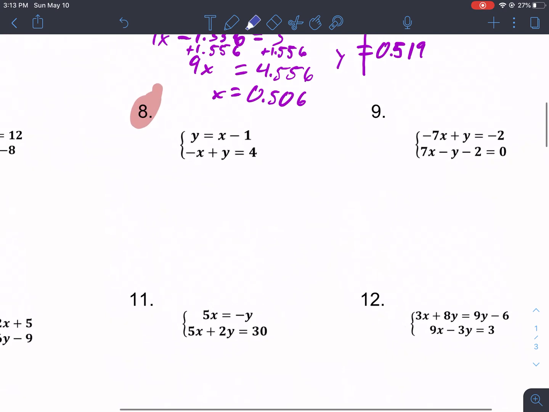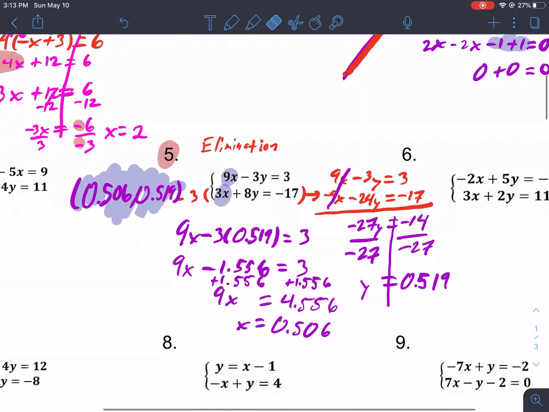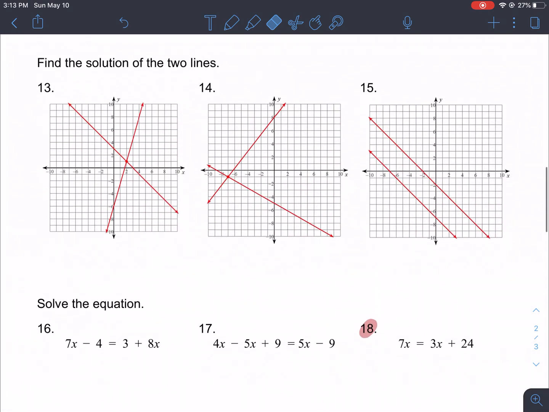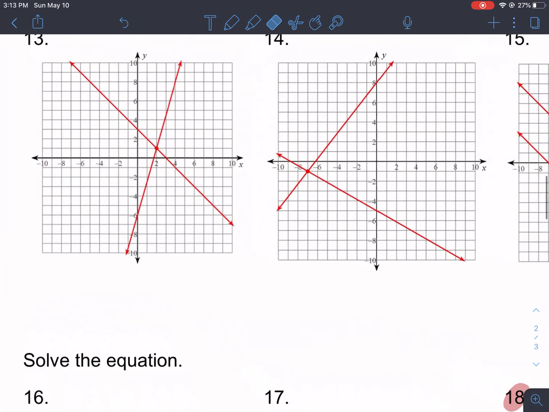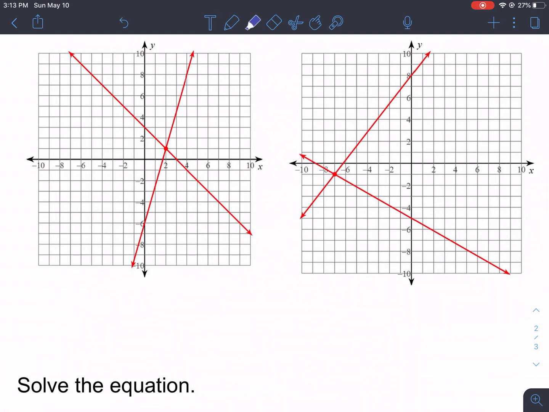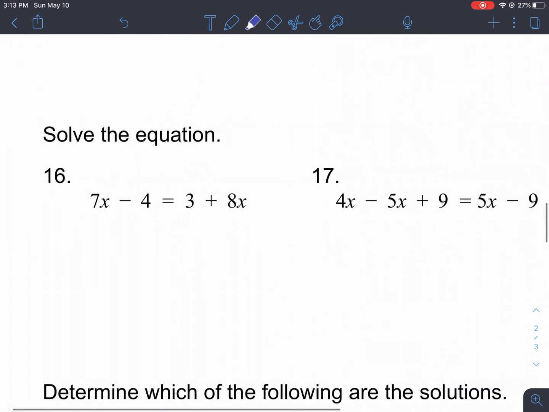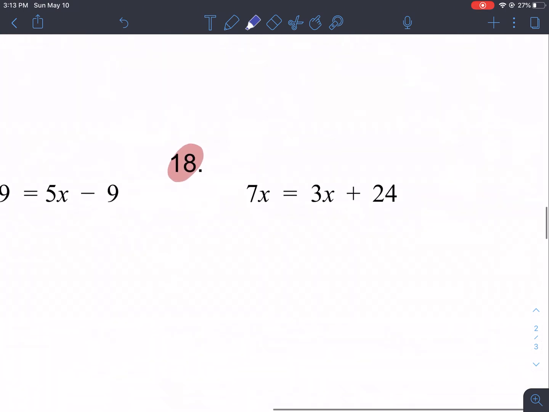So, I'm already at 10 minutes. All right. So, number 8. Actually, I'm not going to go over number 8 because we already did a substitution problem. All right. 13 through 15, I'm not going to go over those because of what happened, or you guys should be able to do it. All you have to do is remember, where do they meet? And when they don't meet, what does that mean? And solve the equation. This is pretty straightforward.